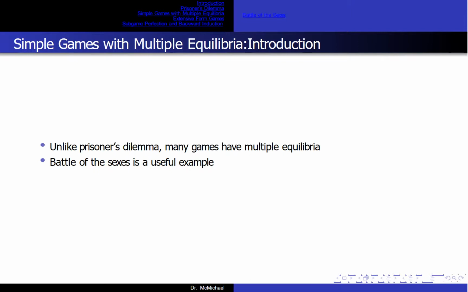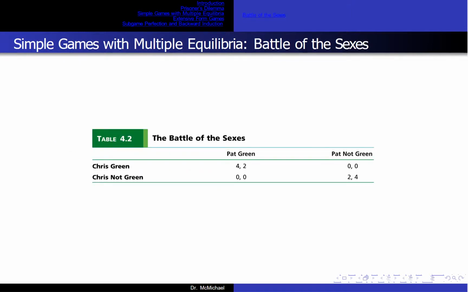Unlike the Prisoner's Dilemma, many games have multiple equilibria. There are different ways to play the game consistent with the idea of a Nash equilibrium. Battle of the Sexes is a useful example. A husband and wife want to go out together, but one prefers going to the movies and the other prefers the opera. It resembles two leaders' choice or decision about reducing greenhouse gas emissions. They prefer coordination, but Chris favors emission reduction, green, while Pat does not, not green. And if you check table 4.2, it has the payoffs.